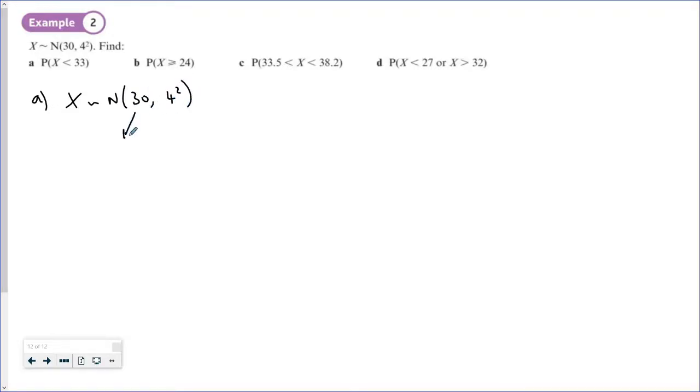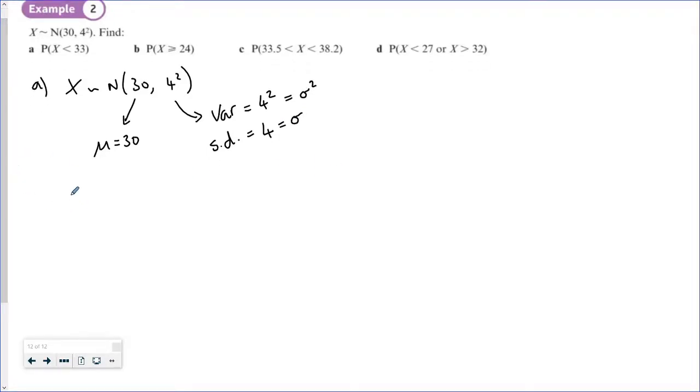So remember, we find the mean by looking at this first parameter. So the mean is 30, which is what we've been calling mu. The second parameter, which is 4 squared, is the variance of the distribution. So the variance is 4 squared, and that's what we've been calling sigma squared. Now the standard deviation of the distribution is the square root of the variance, so square root 4 squared, and you'd get 4, and that's what we've been calling sigma.